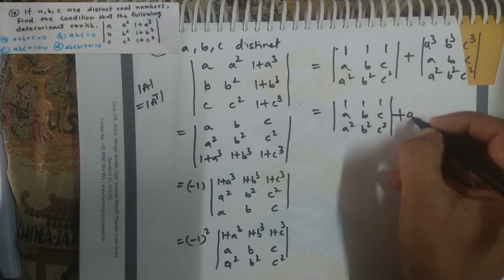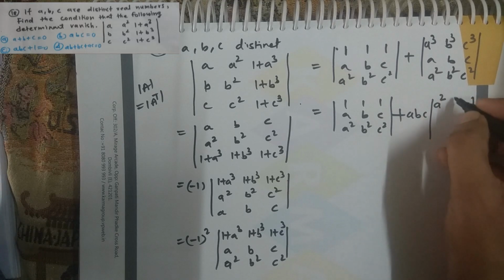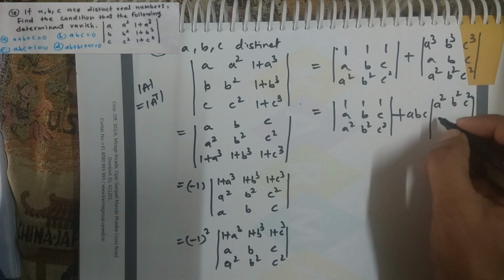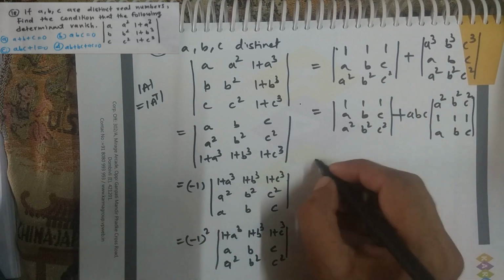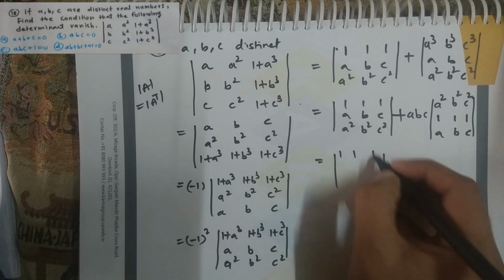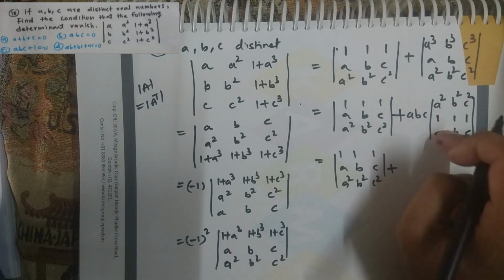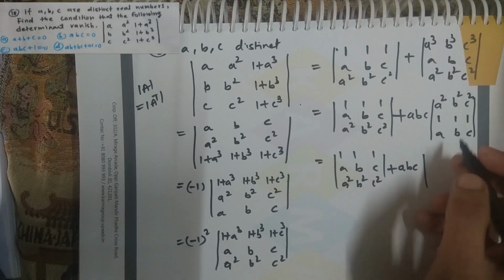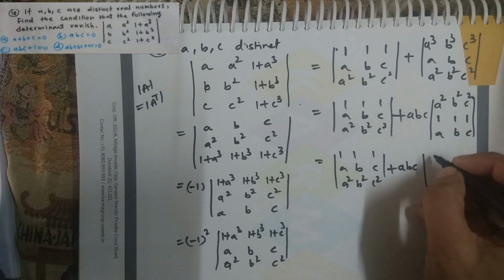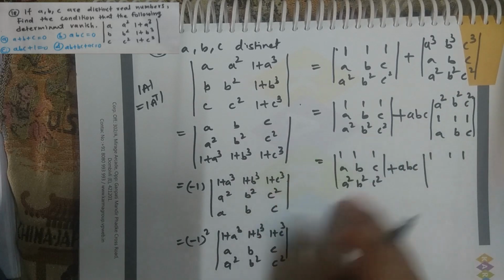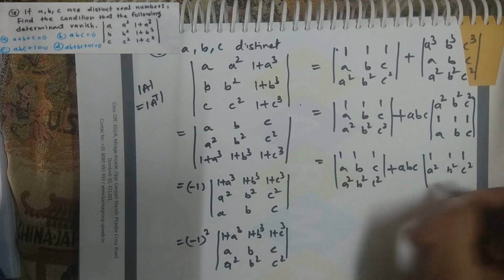Okay, so if I take a, b, c common out from each column, what I'll get, a square, b square, c square. Here I will have 1 1 1, and here I will have a, b, c. Okay, if I again interchange first and second row first, so 1 1 1, because we want these two matrices to be similar. So 1 1 1 and a square b square c square a b c.